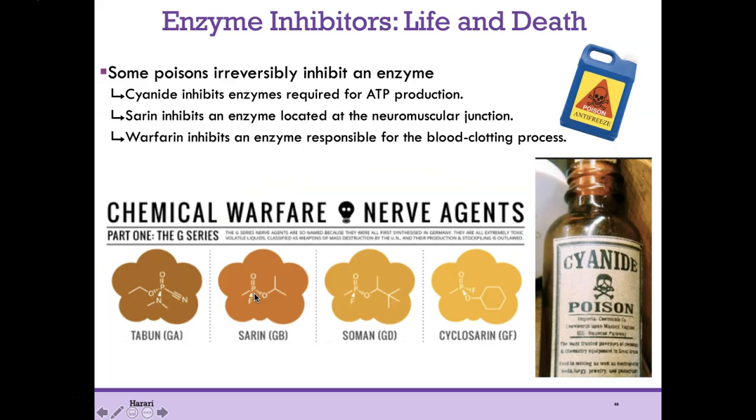So some poisons can irreversibly inhibit an enzyme. Cyanide, for example, is a poison that inhibits enzymes required for ATP production. Sarin gas inhibits an enzyme at the neuromuscular junction and causes paralysis. Warfarin inhibits an enzyme responsible for blood clotting, so it's like a blood thinner. All of these poisons that kill us work by just inhibiting an enzyme crucial for life.